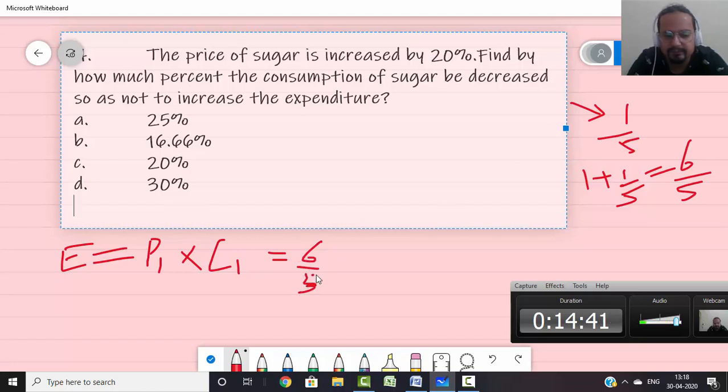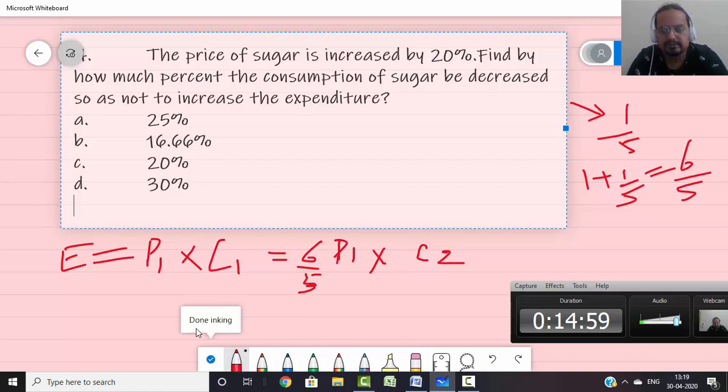I hope we are clear here. But the expenditure doesn't have to change. So if I see this as the final consumption and this doesn't have to change, we can equate the two. I hope this is clear. Getting the point?